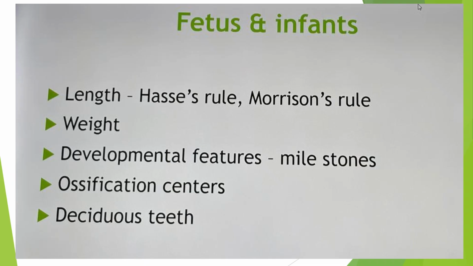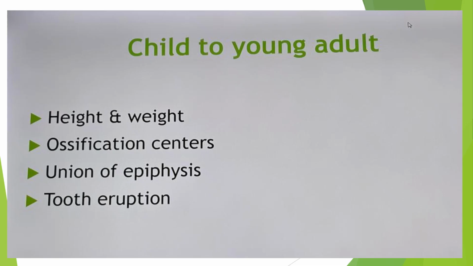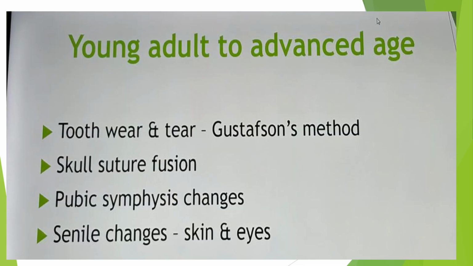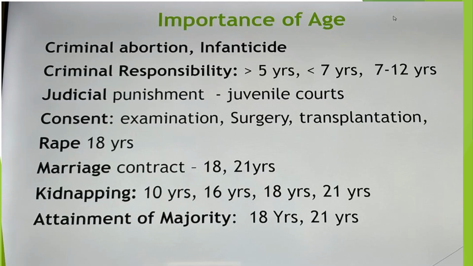Okay. The other parameters are also taken into consideration, like weight, developmental milestones, ossification centers, and presence or absence of disease. So now from child to young adult, we see factors like height and weight, ossification centers, union of epiphyses, and tooth eruption. From young adult to advanced age, we see tooth wear and tear, that is the Gustafson method, skull suture fusion, pubic symphyseal changes, and senile changes seen in the skin and eyes.